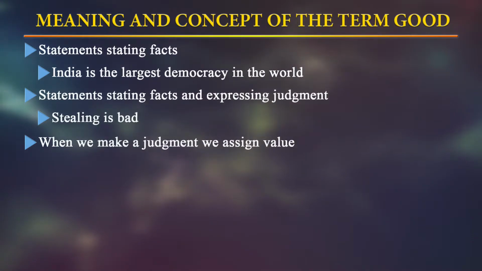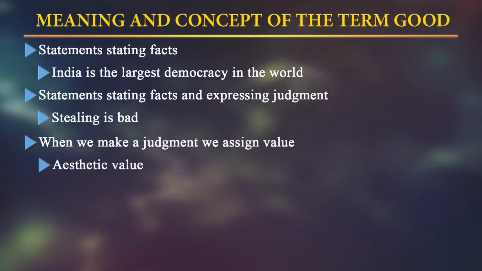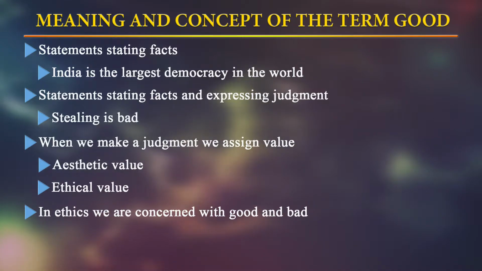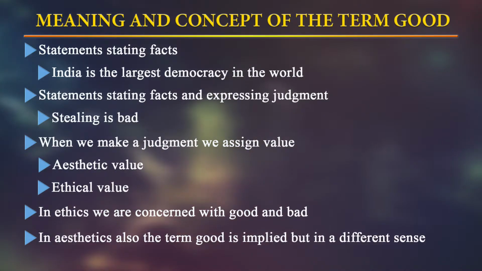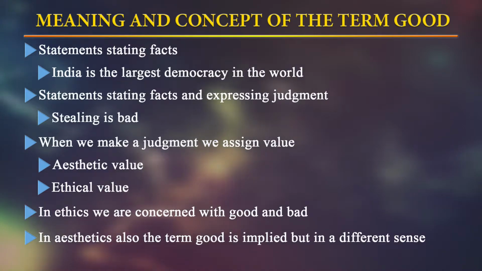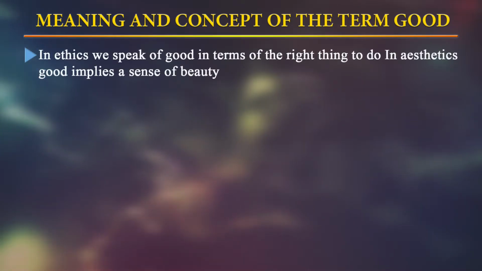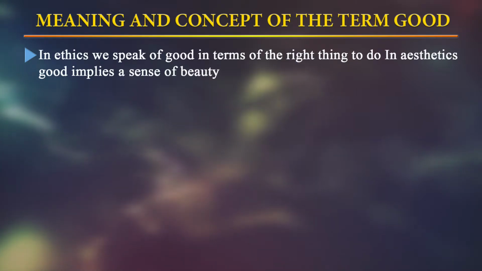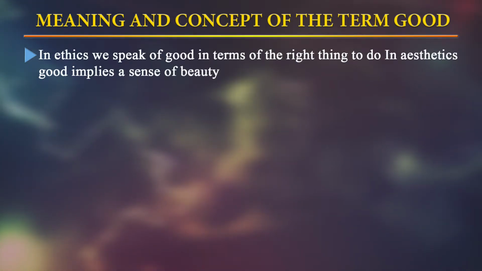These values assigned by us may either be ethical values or they may be aesthetic values. In ethics, we are generally concerned about good and bad, whereas in aesthetics also the term good is used, but it is implied in a different sense than what we imply it in ethics. In ethics, we speak of good in terms of the right thing to do. For example, when we say that helping others is good, we are assigning some ethical value to this act of helping others. In aesthetics, good implies a sense of beauty.